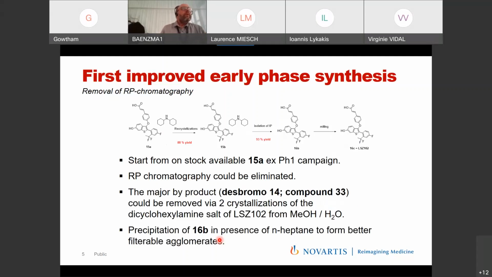The first improved early phase synthesis was that the dicyclohexylamine salt could be purified with 2 recrystallizations from methanol water, including a charcoal treatment to remove last traces of palladium. And then the isolation of the final product was done in the same way. So first dissolved in aqueous sodium hydroxide, extraction of the dicyclohexylamine with heptane, followed by acidification and then precipitation of the drug substance.